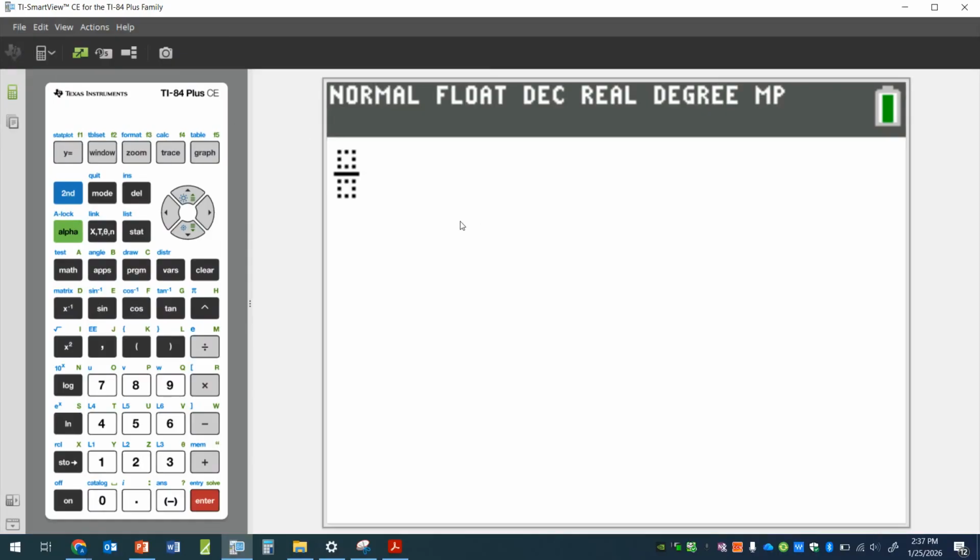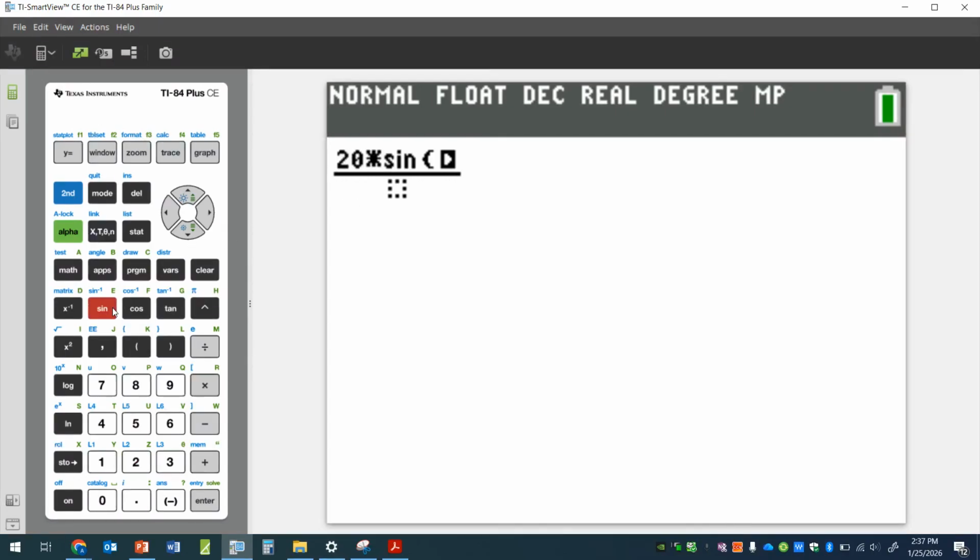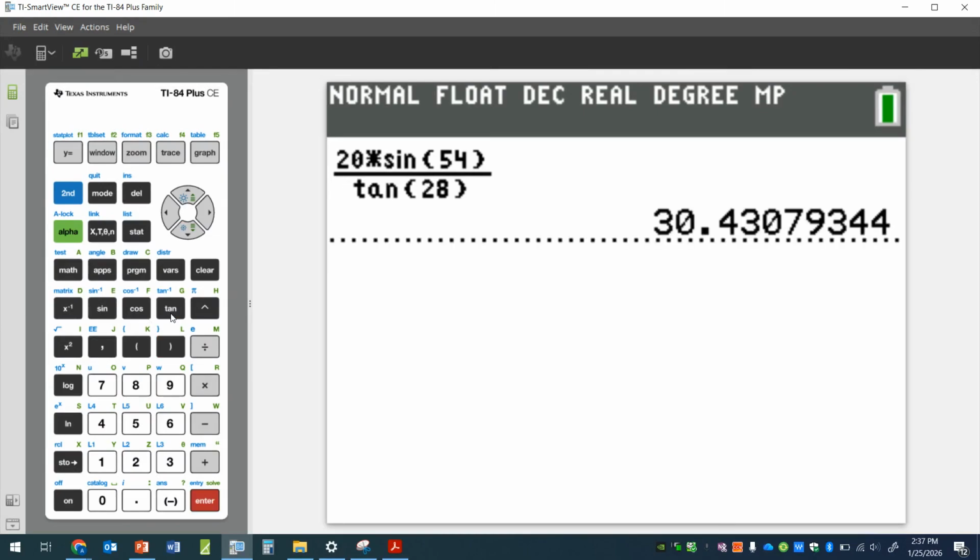And let's type it in exactly the same way we wrote it on our page. In the numerator, we wrote 20 times sine of 54, and I'm going to close that parentheses. And then in the denominator, we had tangent of 28. Okay, and we press enter, and there's our final answer. Now we are cleared to round this to the nearest tenth. If you rounded early and used that rounded answer, you would have gotten 30.5 instead of 30.4, which is not as accurate as we'd like to be.